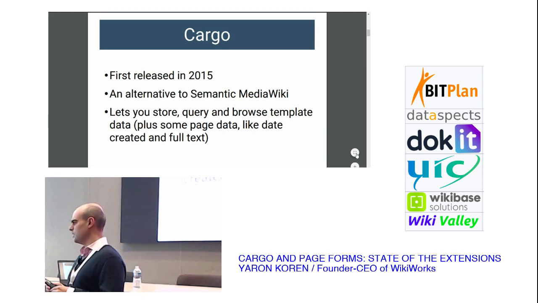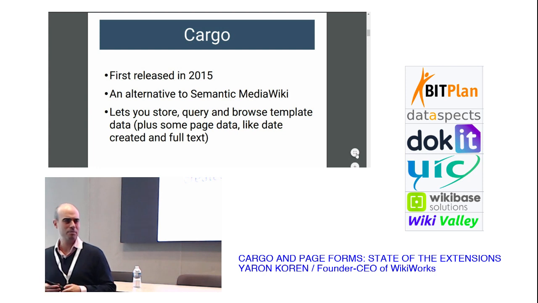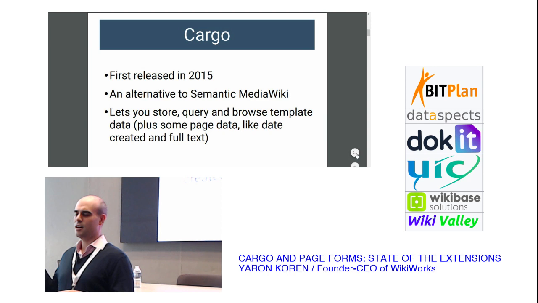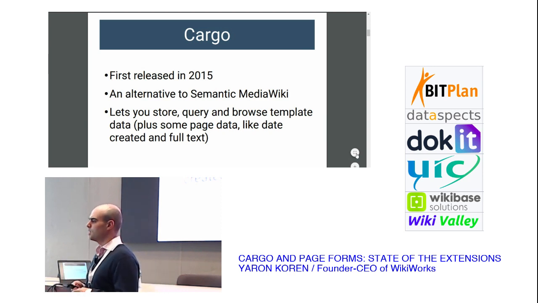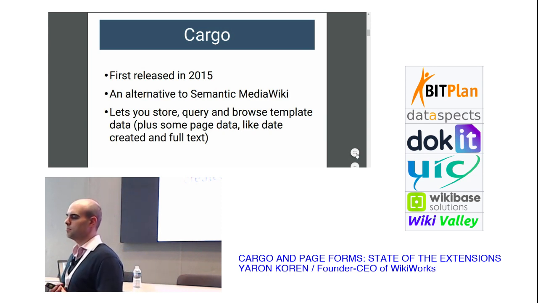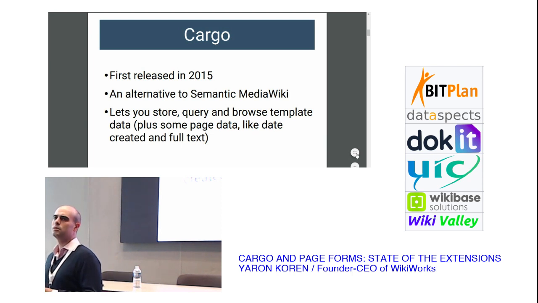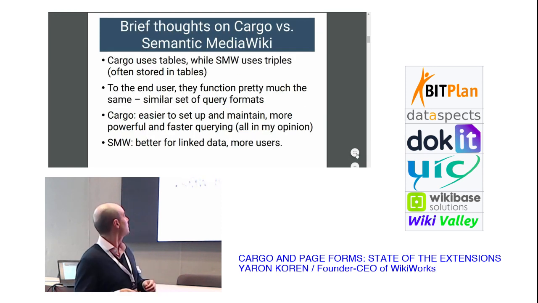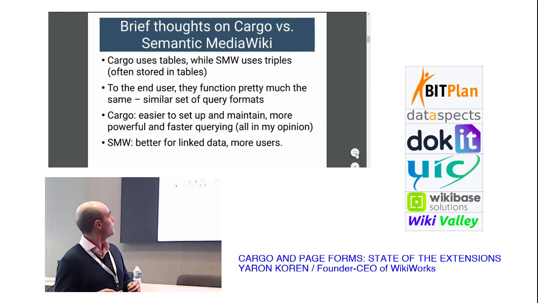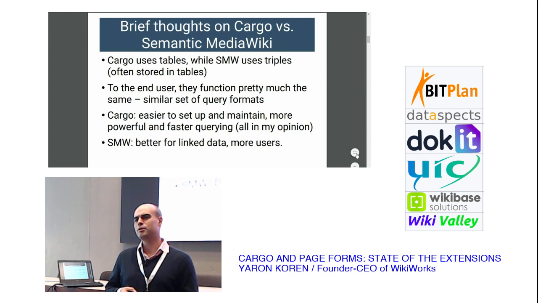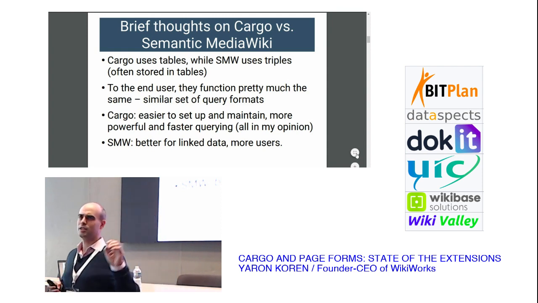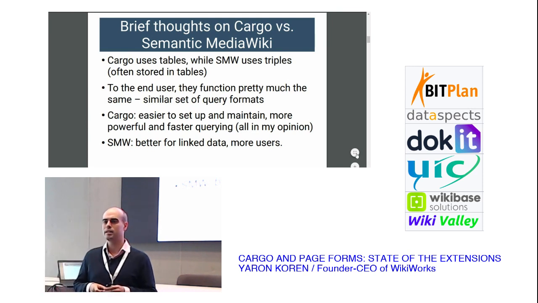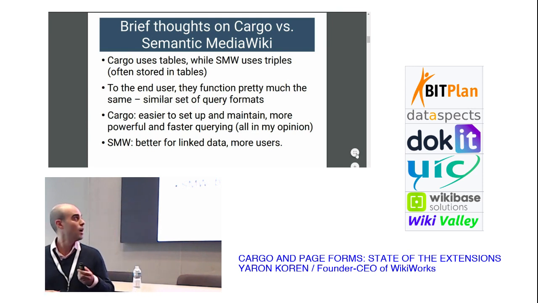This isn't going to be a demo or a real explanation of Cargo. Maybe I should have done that, but later on, if people are interested, I could show some things. The basic thing to know is that to the end user, they function pretty much the same. If you look at a wiki and you don't look at the special pages or anything, I don't think you can really tell the difference between the two. They both have maps, calendars, charts, and all that stuff.